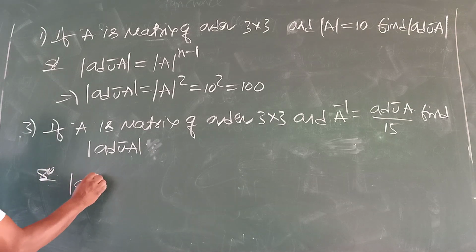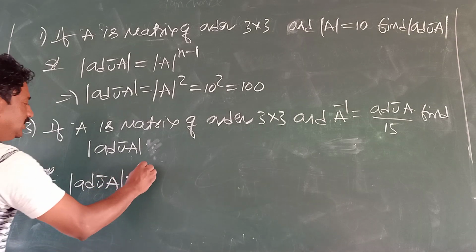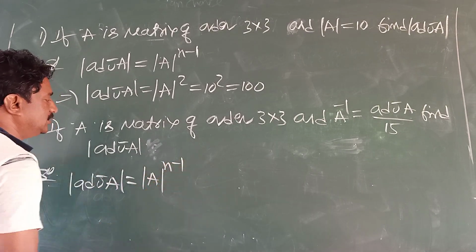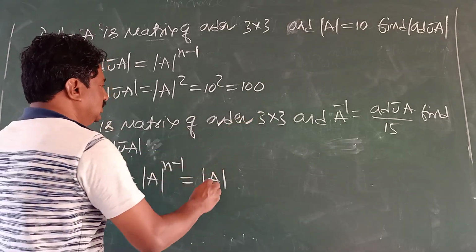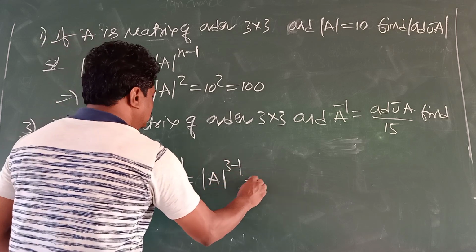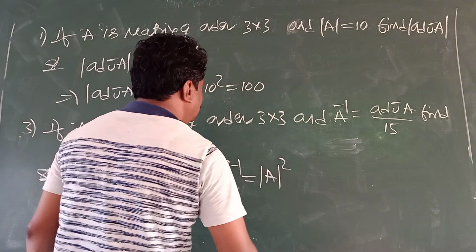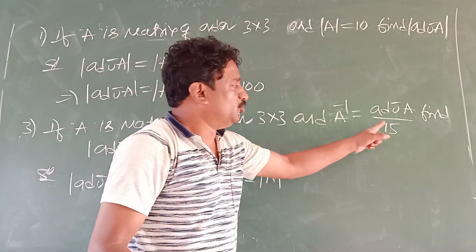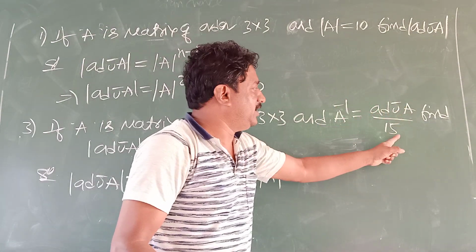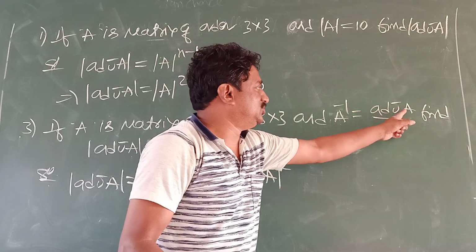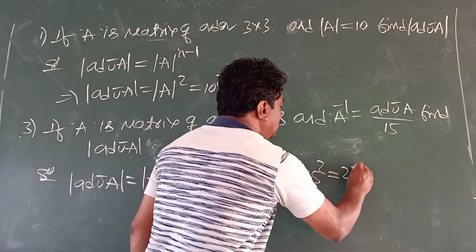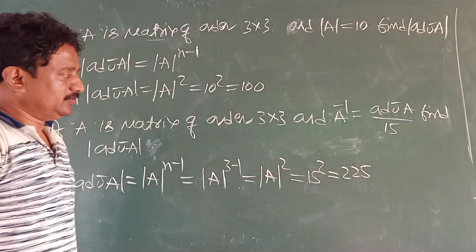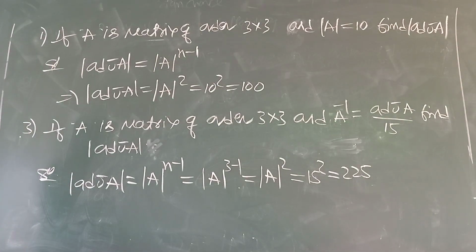Determinant of adjoint A is delta whole power n minus 1. The order of the matrix is 3, so delta whole power 3 minus 1, which is 2. Now, delta is given. What is A inverse? Adjoint A by delta. Delta is given as 15. So how much is 15 squared? 225. Correct? Okay. I hope you understood. Next, one more question.